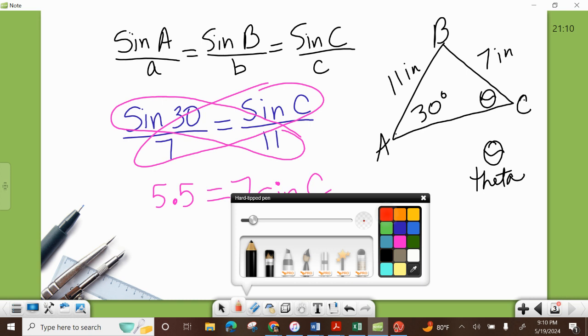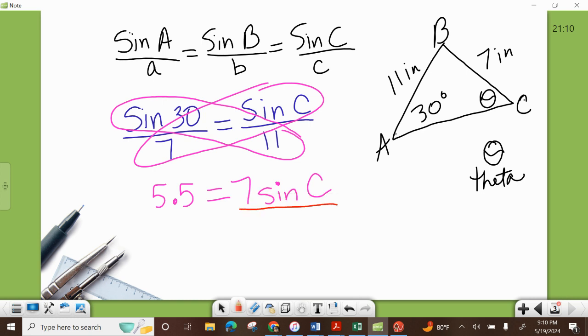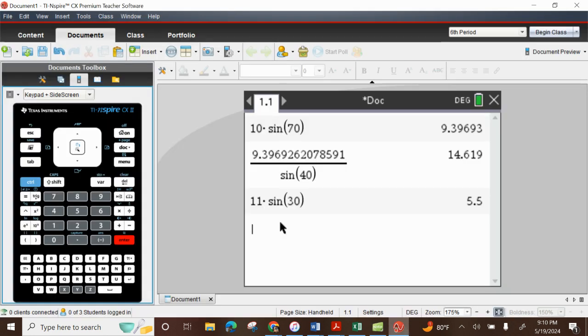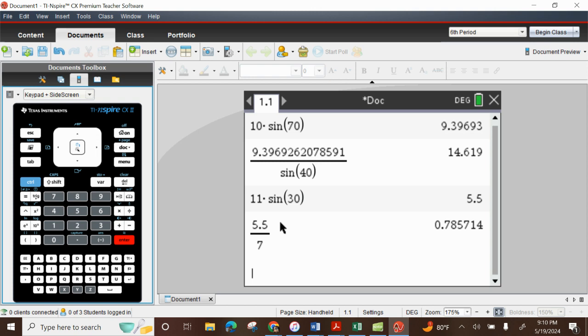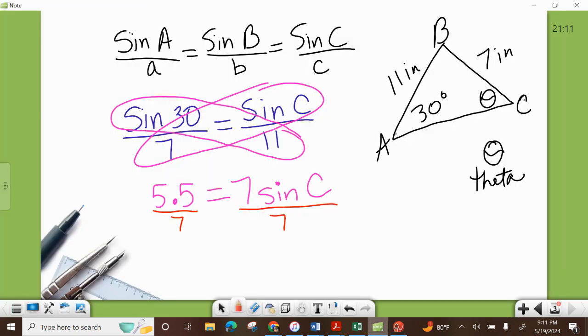So we're going to do the same thing we did in the last example. I'm going to divide both sides by 7. So if I go back to my calculator, I'm going to do 5.5 divided by 7, and I get 0.785714. Now I'm just going to go to 4 decimal places this time. So 0.7857. So that gives me 0.7857 on one side and sine of c on the other side.